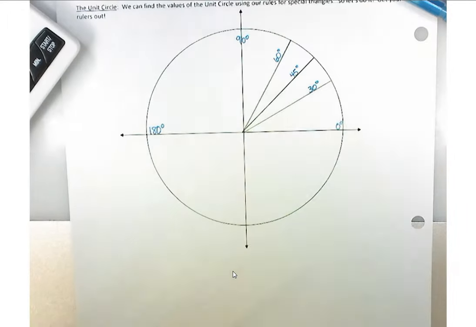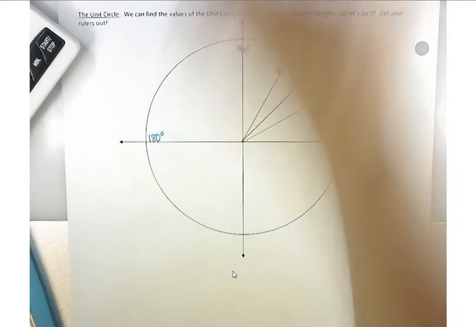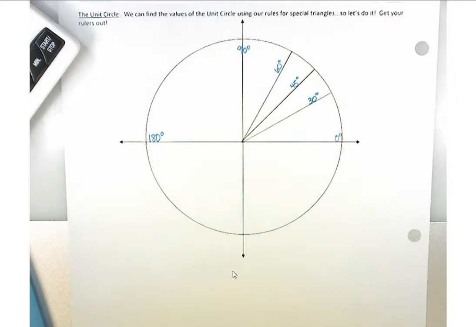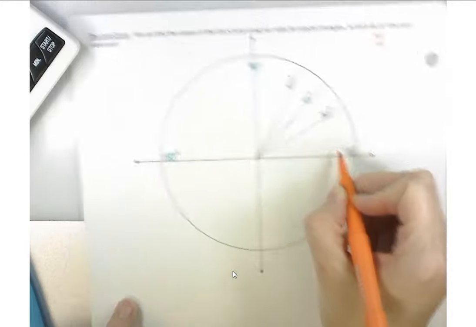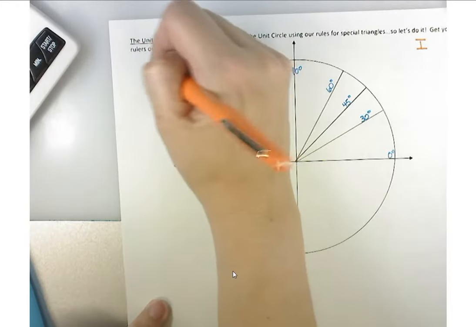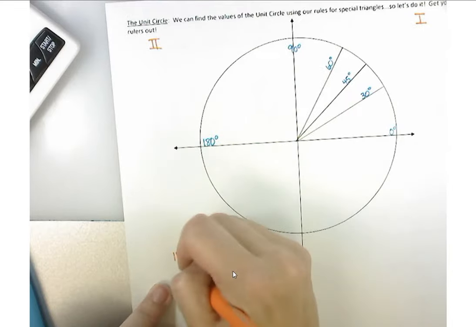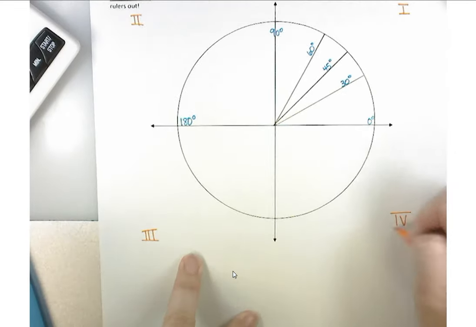Okay, so now what we're going to do, once we have the first quadrant, which I just use quadrant. Do you guys remember what all of your quadrants are? So the first quadrant is going to be here, okay, where the x and y axes are positive, and then we go counterclockwise. So this is quadrant 2, this is quadrant 3, and this is quadrant 4.